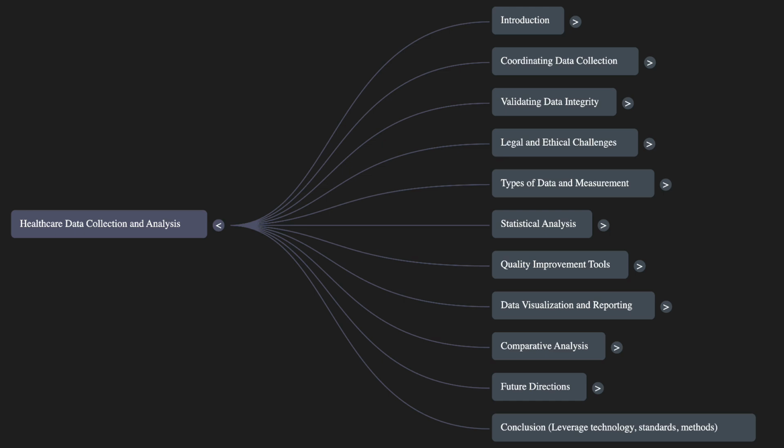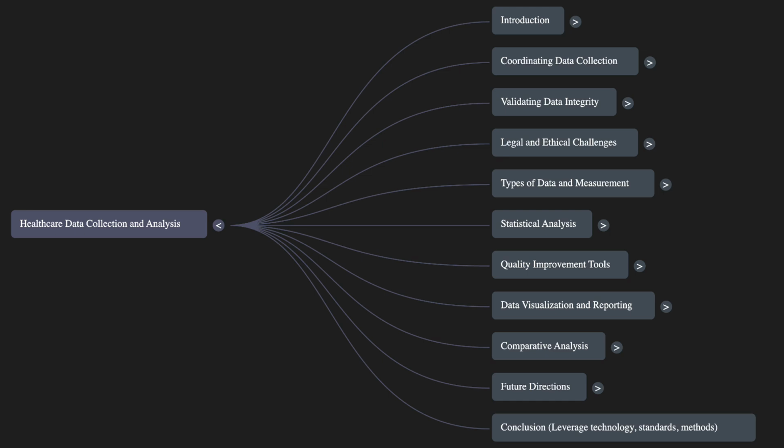So we'll kick things off looking at how data is actually collected, that coordinated process, then validating it, making sure it's reliable. Crucial step. Then we'll navigate the legal and ethical side, which is hugely important. Then we'll look at the different types of data, how we measure them, get into some analysis methods. Statistical tools, quality improvement tools. Exactly. Visualization, comparative analysis, and then a little peek into the future. Okay, great. Let's unpack this then.